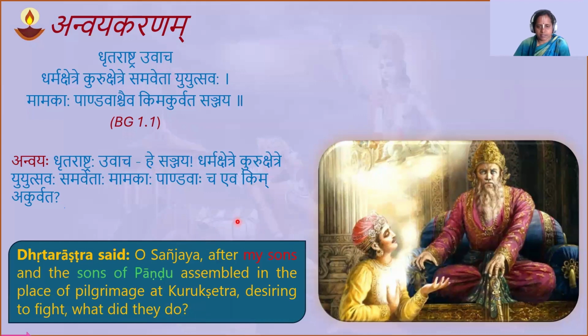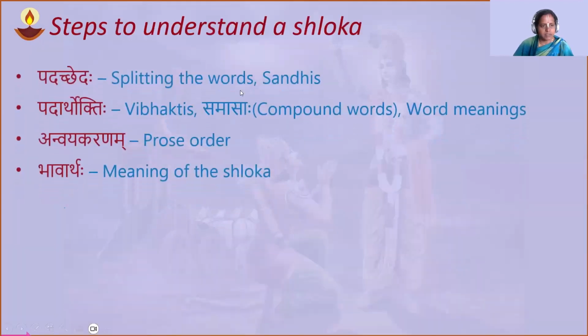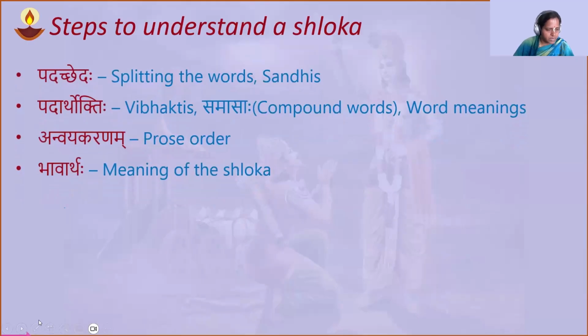So that's about it. See here, these are all the steps we went through. One is the steps in making a shloka: splitting the words, which we did using Srila Prabhupada's translation, identifying the Sandhis. Next, Padarthokti, Vibhaktis, Samasas, and word meanings. Then Vyakaranam, the prose order. Here we ask several questions. First, we identify the verbs, and for each verb we ask: who did it, to whom did they do it.